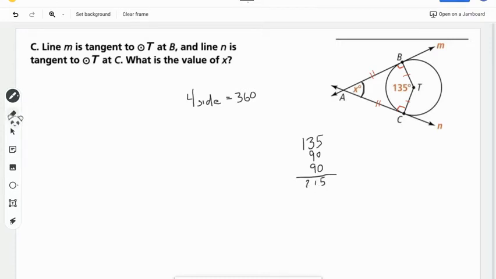That's not right. It's not 215, it's 315. Let's try that again. If I add these up, I know that I'm going to get 315, which means if I know they have to add up to 360, then this angle right here has to be 45 degrees.